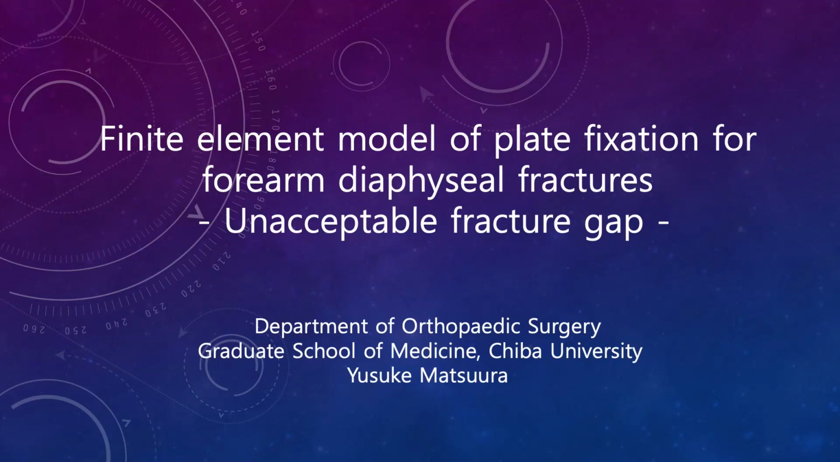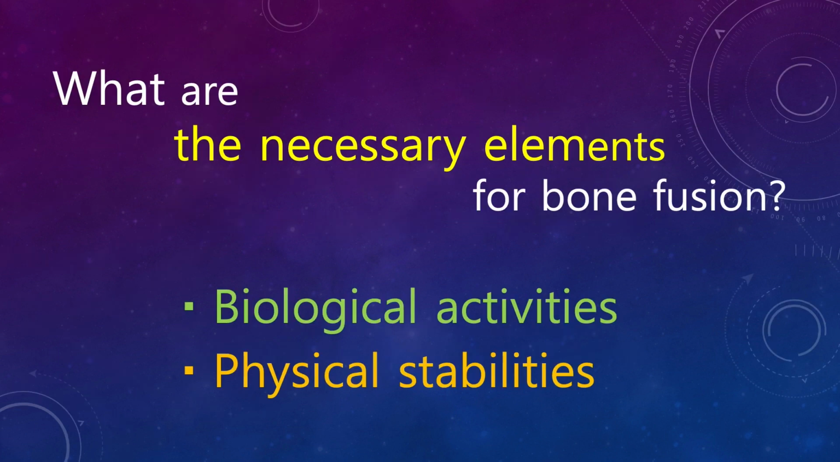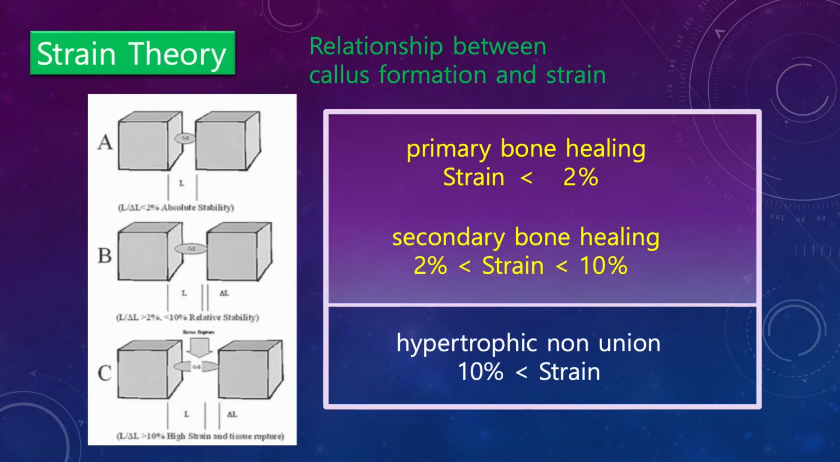Today, I would like to talk about the treatment of bone fragments when plate fixation is used for forearm diaphyseal fracture using finite element analysis. Factors necessary for bone fusion involve biological activity and physical stability. It is believed that the strain at the fracture site should be controlled below 10% to lead to bone fusion in terms of physical stability.